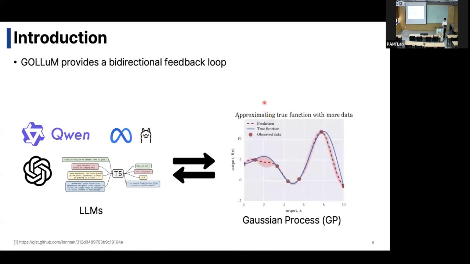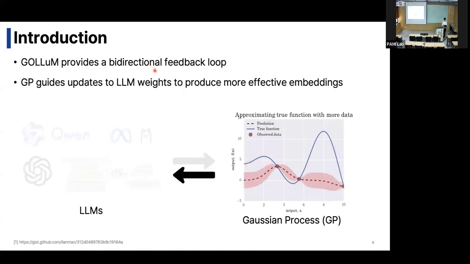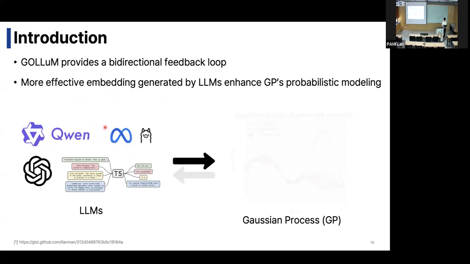A key feature of this method is the bidirectional feedback loop. First, the Gaussian process guides updates to the LLM, encouraging it to produce more informative embeddings. In turn, these refined embeddings enhance the GP's probabilistic modeling capabilities. At the core of this feedback loop is the idea of redefining LLM fine-tuning as GP marginal likelihood optimization.